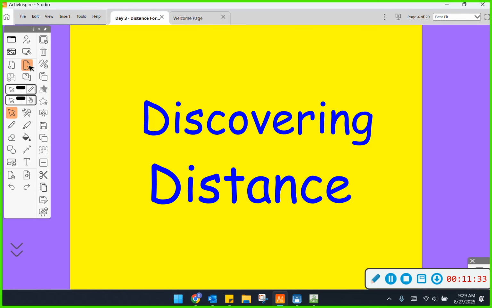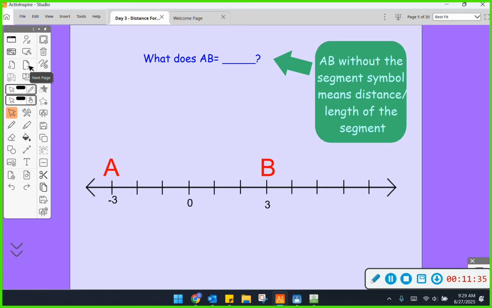Okay, look up please. You're just looking up, you're not looking at anything else. What is the distance from A to B? 6. How'd you do that? 1, 2, 3, 4, 5, 6. Do y'all agree with that?